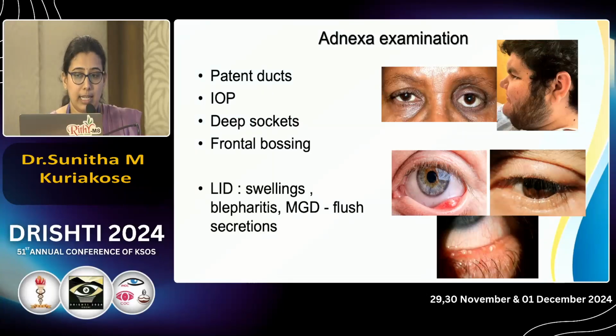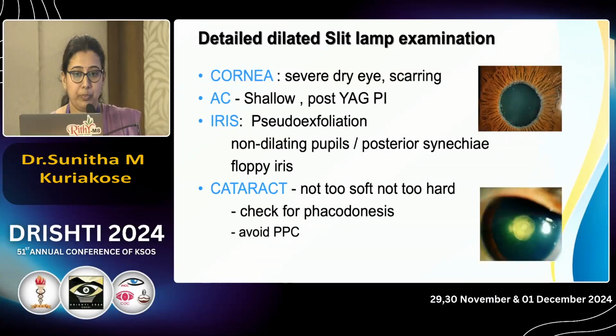Always do a detailed adnexal examination. Check for the ducts, check the intraocular pressure, check if there is a deep eye socket, and if there is frontal bossing, look for lid swellings. We need to evert the lid and look for it, only then will we find it. If there is severe MGD, squeeze and flush it out, give topical steroid antibiotic ointments, give a course of oral antibiotic, and only then take the patient for surgery.